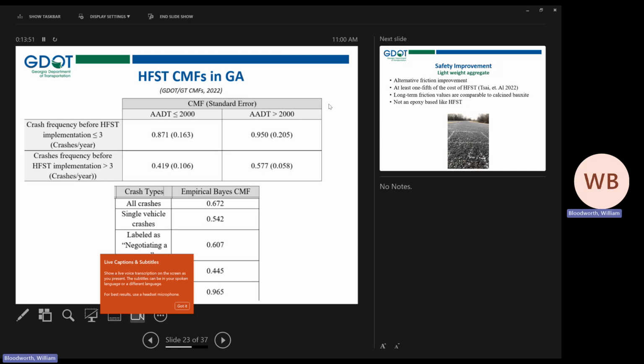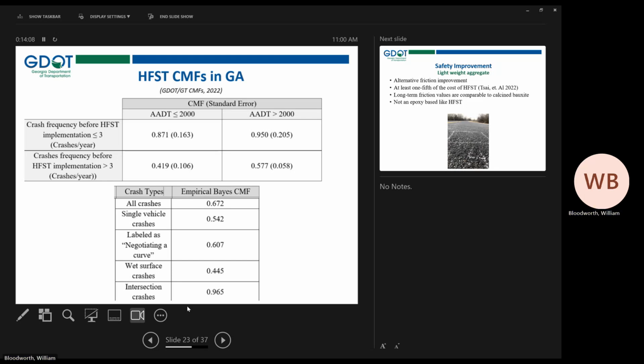As you can see, these CMFs have been directly developed for Georgia, and we can see, with ADT correlations and also this type of crashes, what is being affected by high friction surface treatment. So you can see just by these numbers alone what this countermeasure can do and how effective it is.